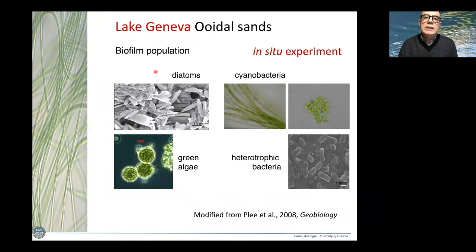We analyzed that, and first of all we found out that there were several organisms there. In this sort of biofilm population, we have diatoms, we have cyanobacteria, these ones. These are filamentous cyanobacteria, and these are coccoid cyanobacteria. There are also green algae and some heterotrophic bacteria like sulfate reducers.